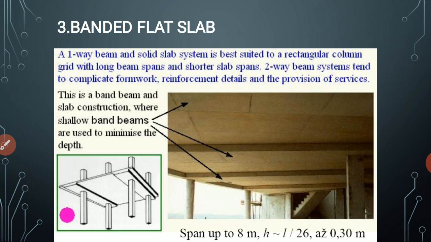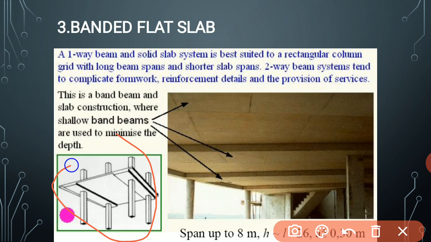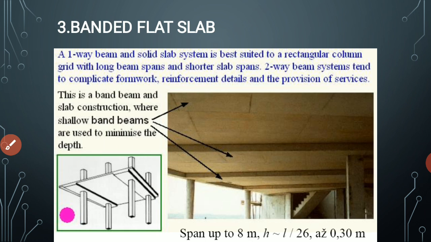And this is the banded flat slab. It is best suited for a rectangular column grid slab along with long beam spans and shorter slab spans. Here we are providing bands like this. In this band beam and slab construction, shallow band beams are used to minimize the depth, and it is suitable for spans up to 8 meters.